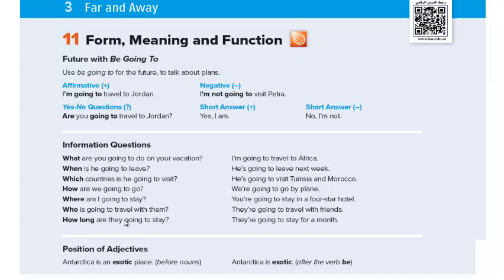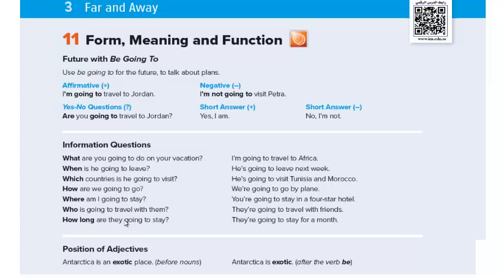In our lesson today, we've got a piece of grammar, form, meaning and function: future with be going to. We use be going to for the future to talk about plans, like I'm going to travel to Jordan, I'm not going to visit Petra. Are you going to travel to Jordan? Yes, I am. No, I'm not. What are you going to do tonight? I'm going to watch a movie on TV.